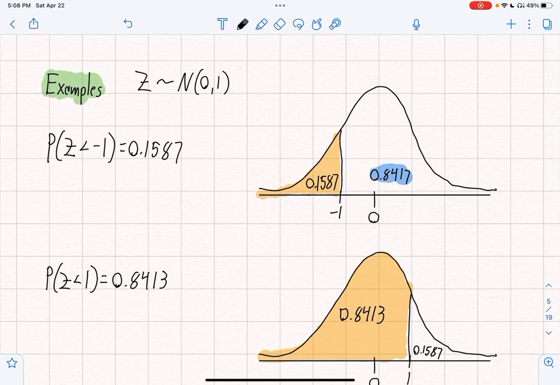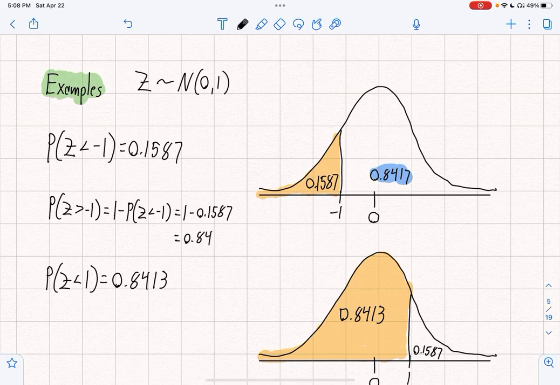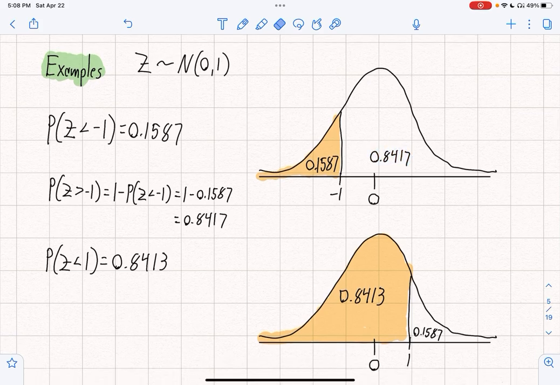So, for example, the probability that z is bigger than -1 would just be 1 minus the probability z less than -1, which would be 1 minus 0.1587, which would give me the 0.8417. So I just wanted to point that out because, because we know the total area has to sum to 1, we can find all of the other areas.